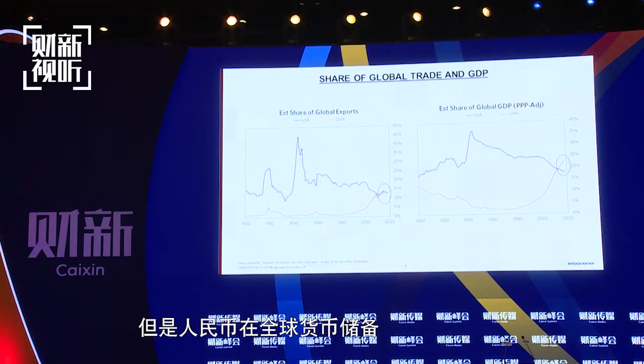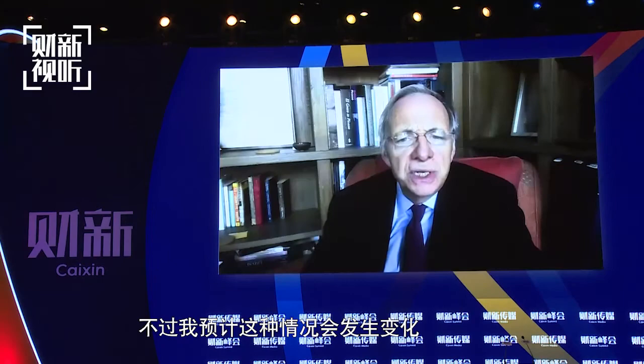the renminbi is only a small fraction of global reserves, world trade invoicing, and cross-border lending. In contrast, the U.S. dollar accounts for over 50% of global reserves and trade invoicing, and about 60% of world lending. I expect that to change.